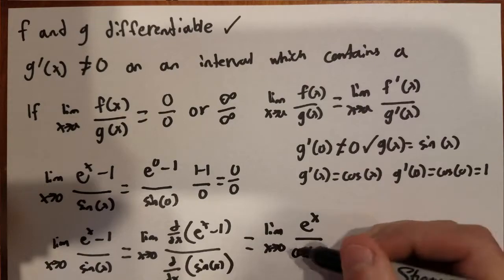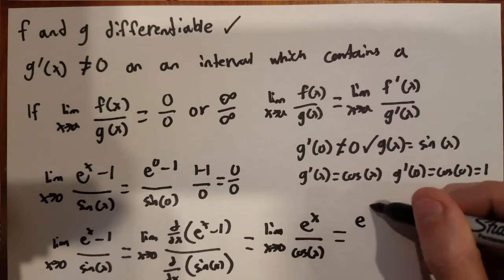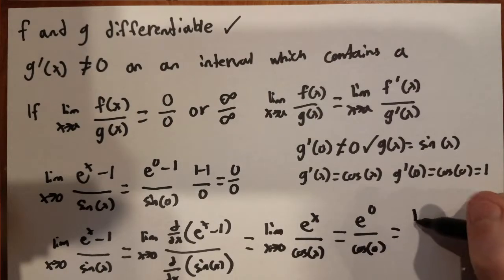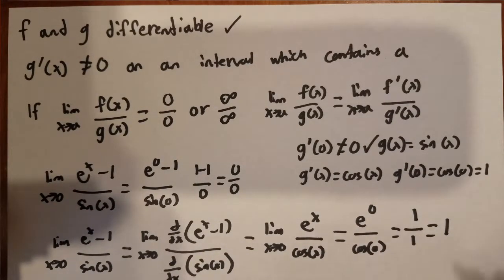Okay, so now let's try and plug in the value we're approaching again, and we get e to the 0 over cosine of 0 equals 1 over 1 equals 1. Alright, so this was a pretty easy example of L'Hopital's rule, but hopefully it was a good refresher on when we can use it and what some of its applications are. Now we can get started with the actual proof.